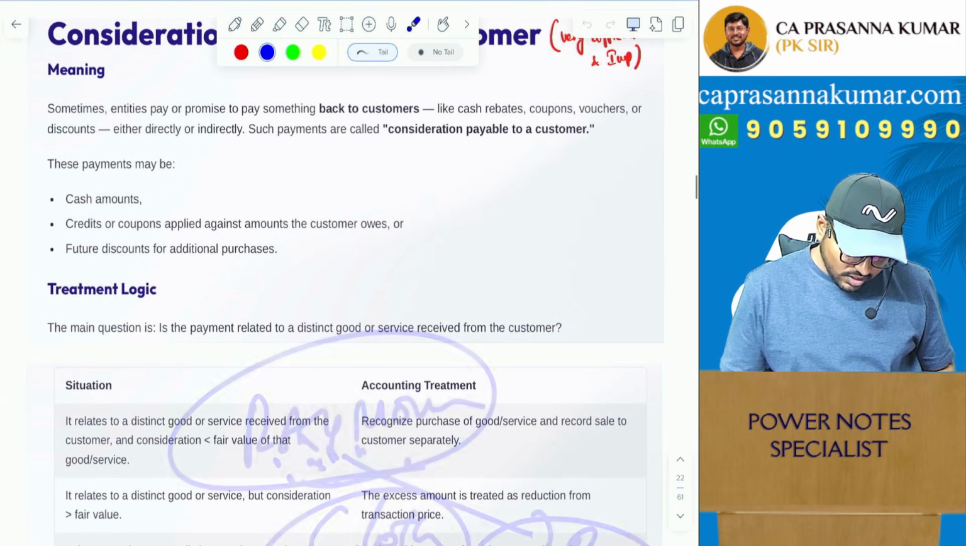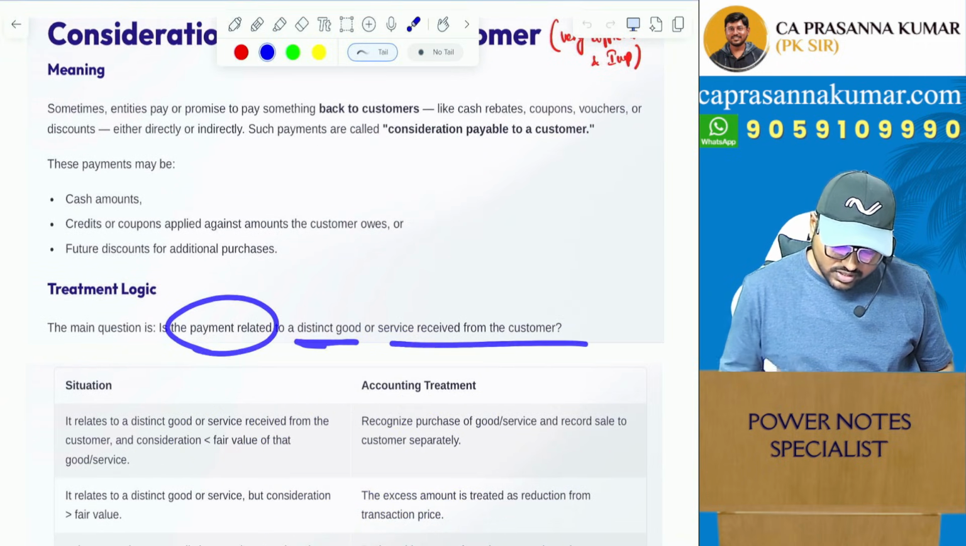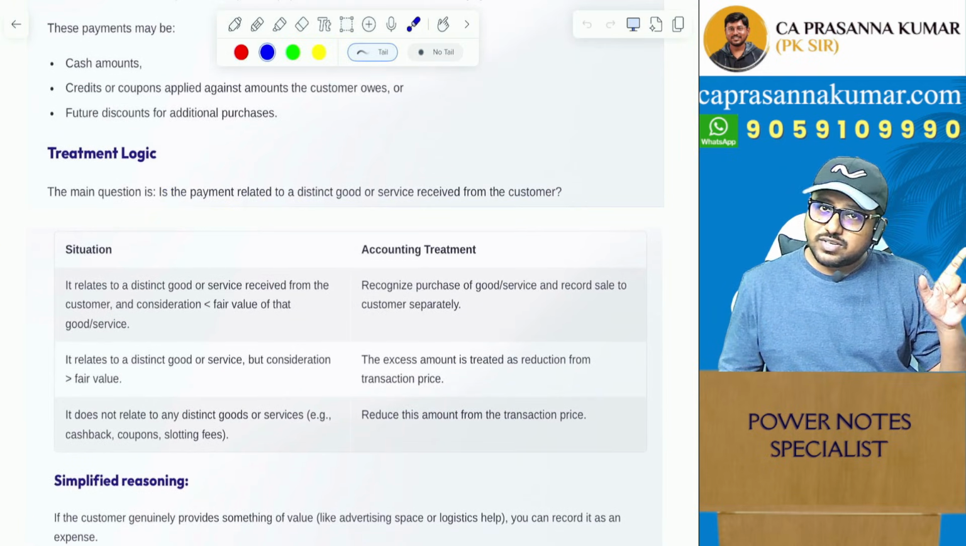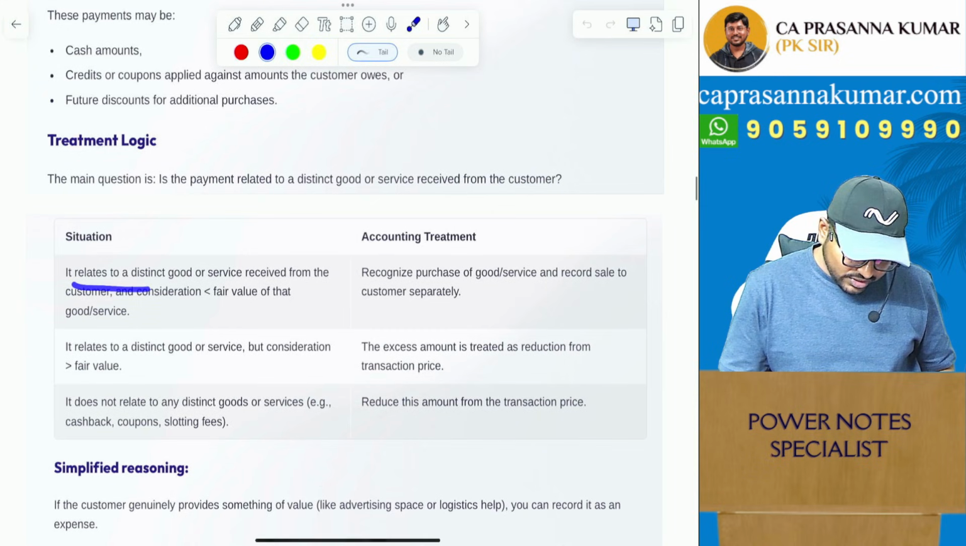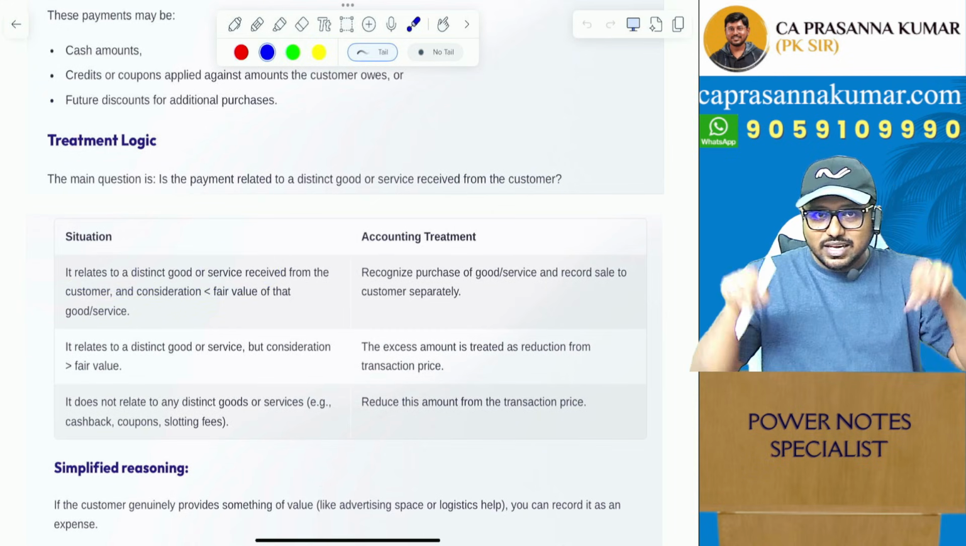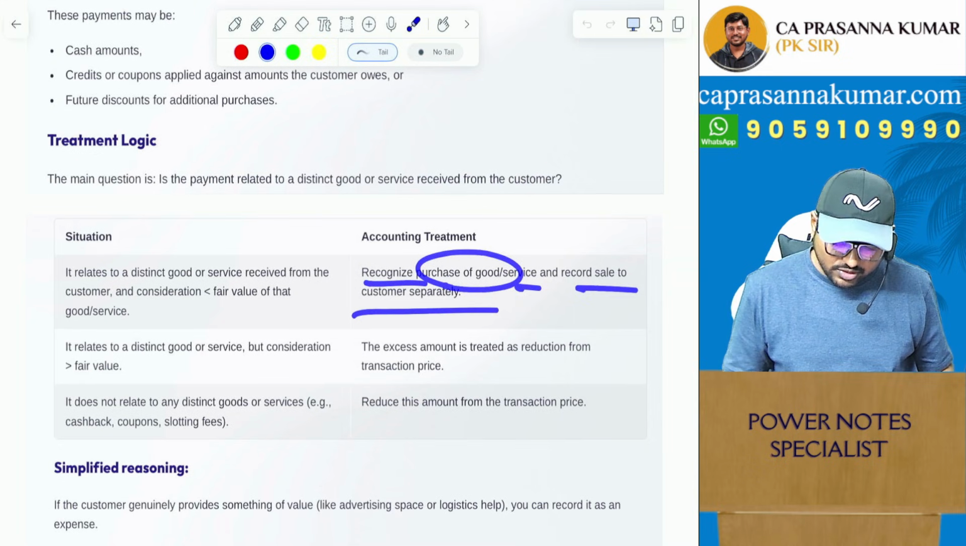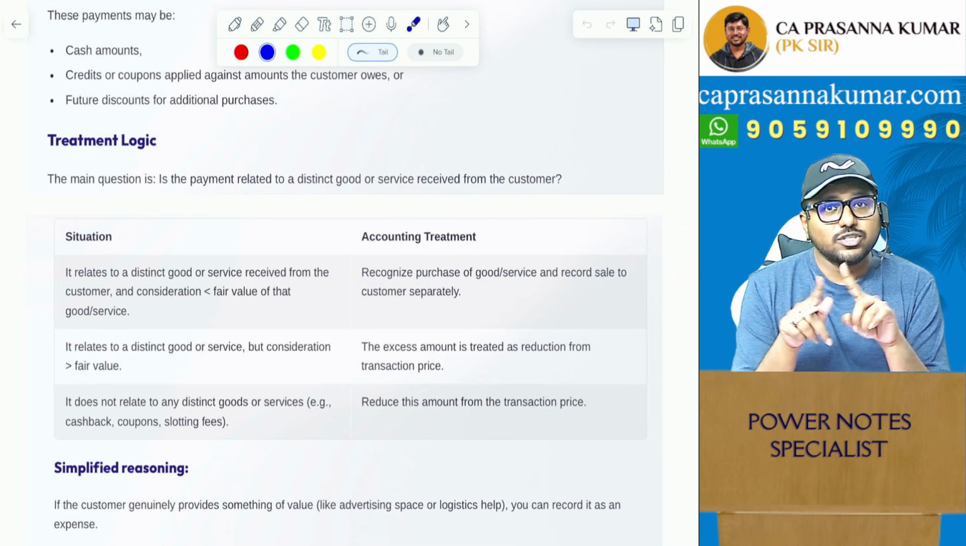So the question is payment related to distinct good or service received from the customer? Customer is Reliance Fashion Mart, entity is Raymond in our example. If it relates to a distinct good or service, that advertising LED TV, what I'm talking about, then recognize purchase of good and service and record sale to the customer separately. So two transactions you should see it separately.